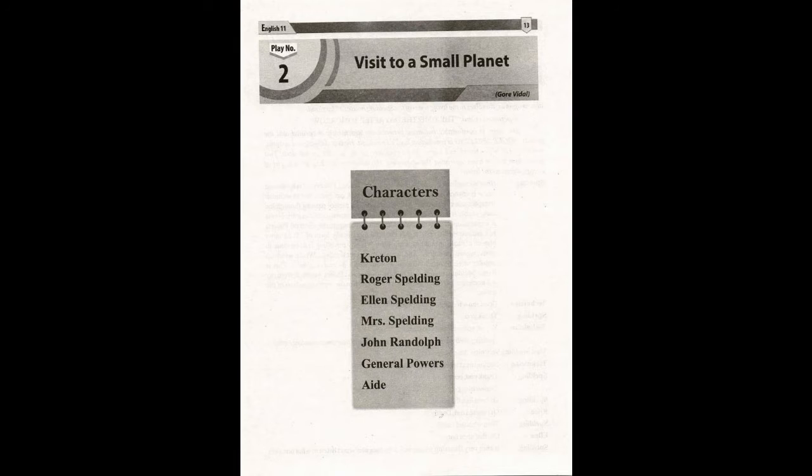Then finally, there is an aide, a subordinate of General Powers, who comes to Roger Spelling's home to discuss things with the alien. So these are some of the characters taking part in the play. I have given you the introduction so that you may know who is who and what is what.